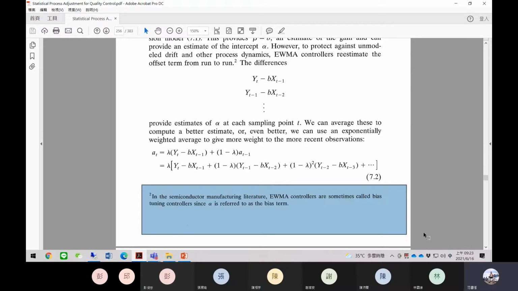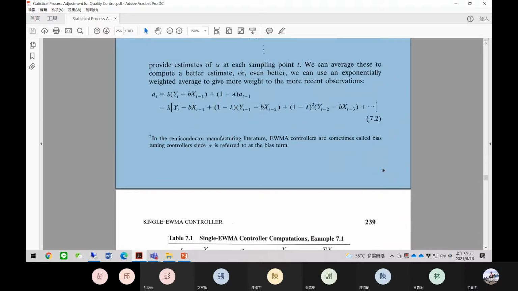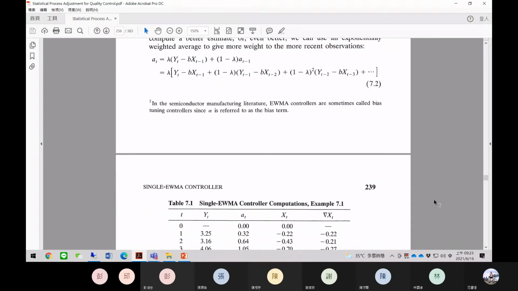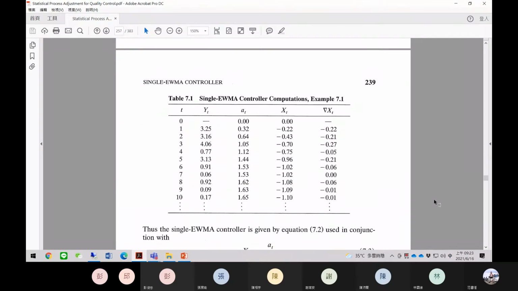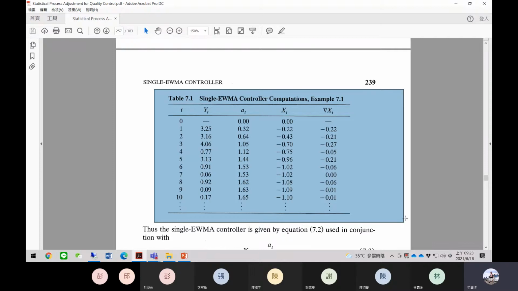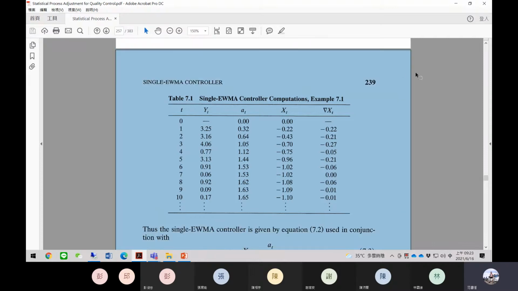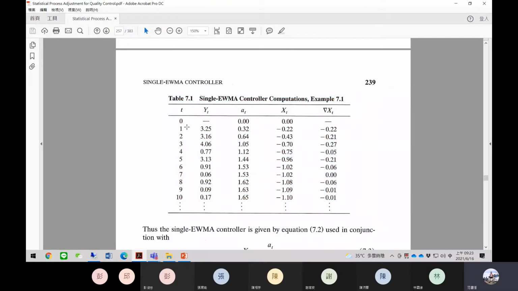So in semiconductor manufacturing literature, EWMA controllers are sometimes called bias tuning controllers, since alpha is referred to as the bias term. Like this, this is how the single EWMA can be operated in practice.